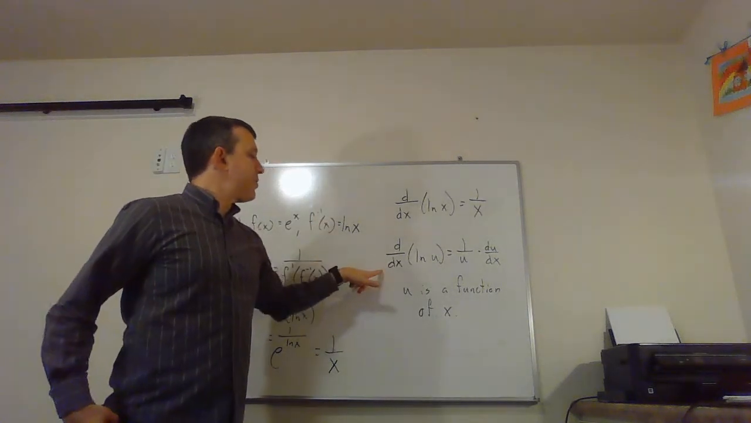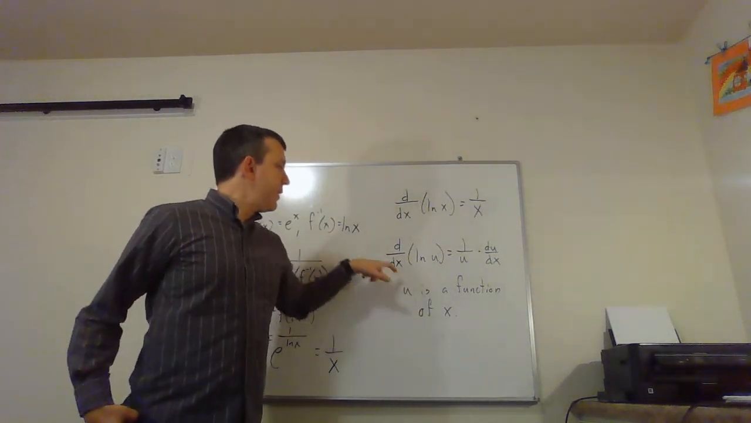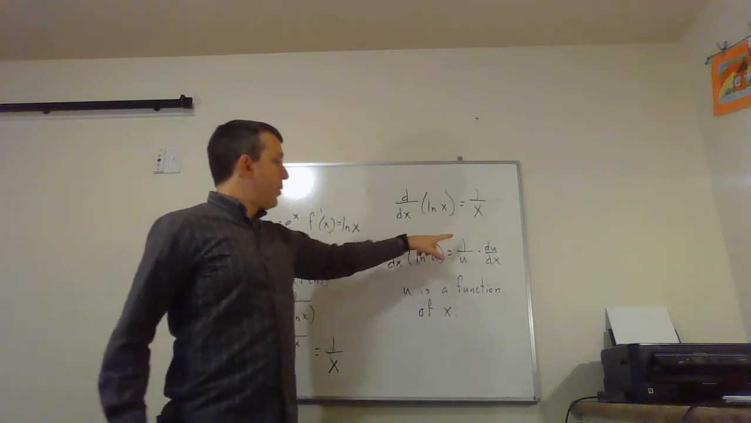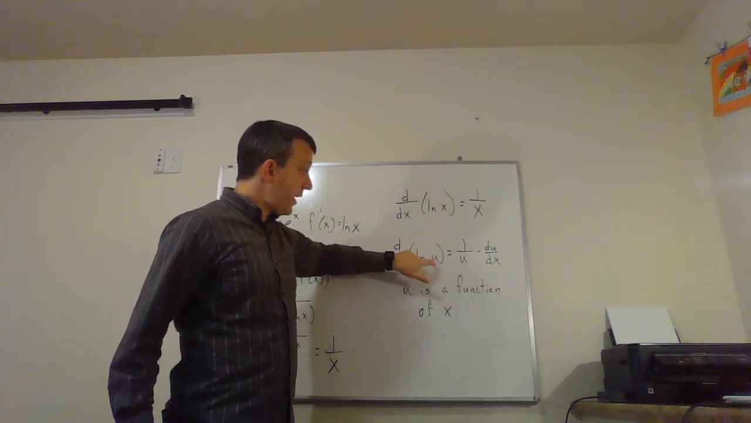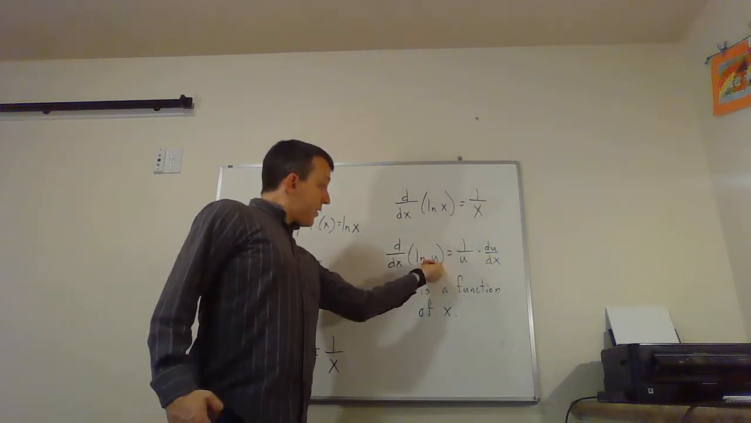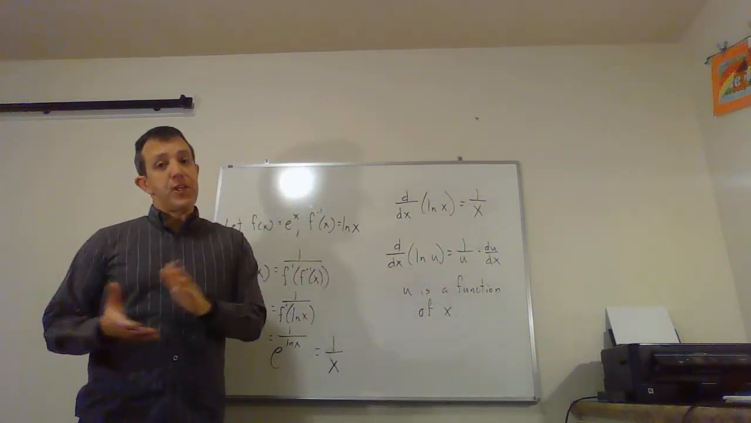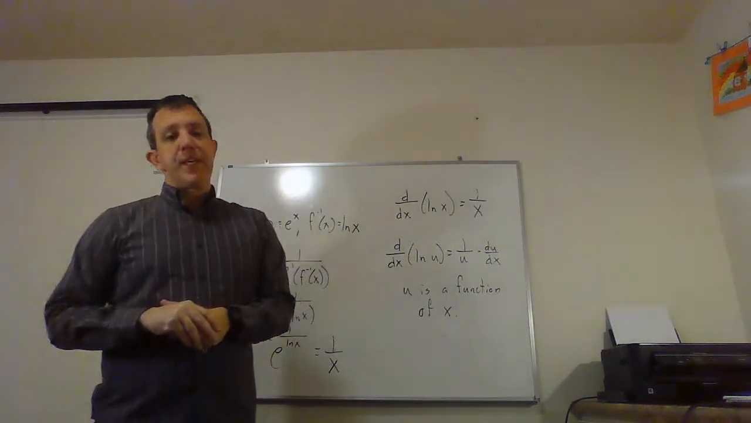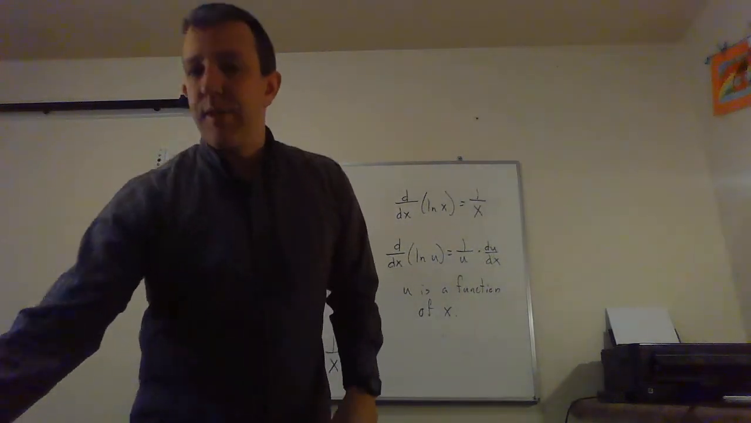To make it a little bit more generic, if u is a function of x, then the derivative with respect to x of the natural log of u is 1 over u, so whatever's on the inside, times the derivative of that inside. There's the chain rule that we just looked at a couple sections ago. All right, so let's do a couple of examples and let's see where this takes us.